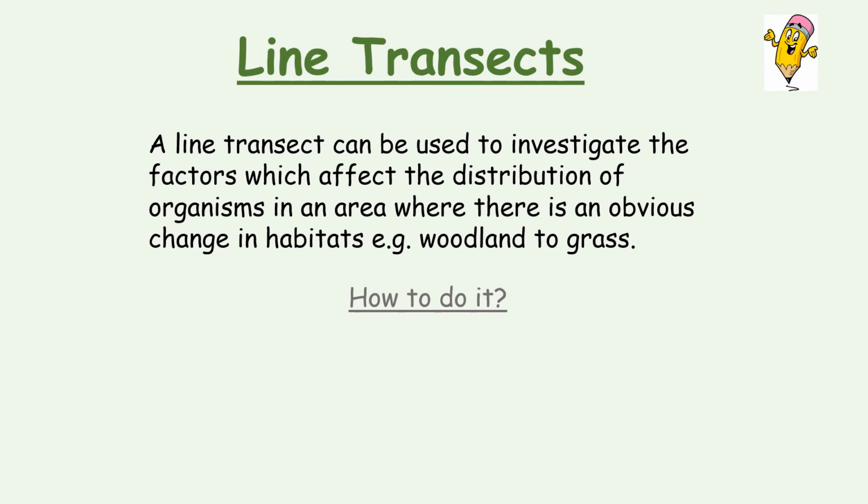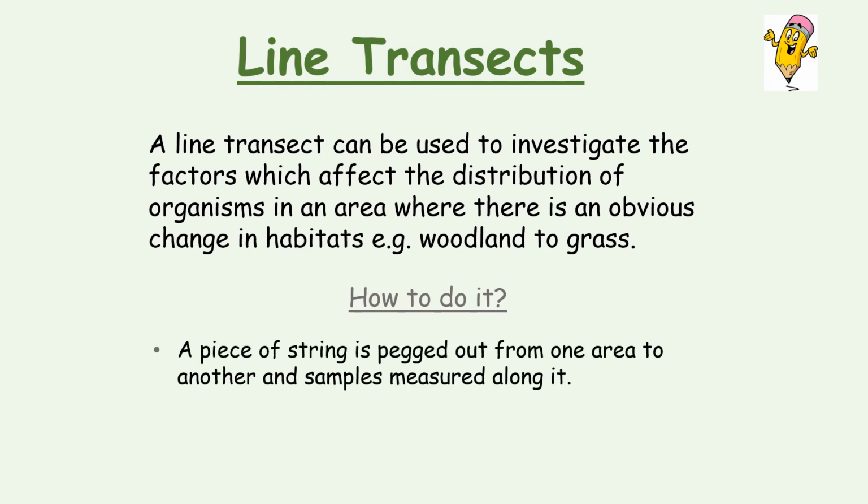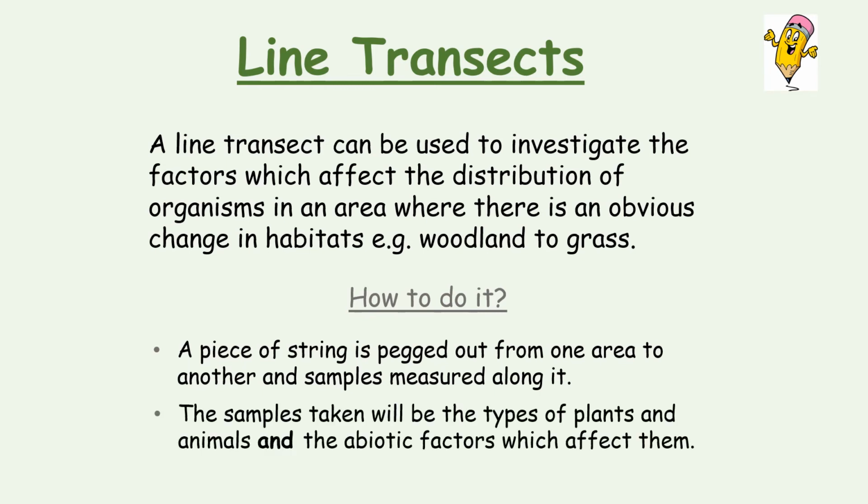So how would we set up a line transect? We would do this with a piece of string which is pegged out from one area to the other, and samples are measured along it. The samples will be taken by quadrat for plants and animals, pitfall traps, and then the abiotic factors which affect them. So you'll be looking at soil moisture content, pH, light intensity, and how these are affecting the plants and animals. Usually you take samples each meter from where you start to where you finish.